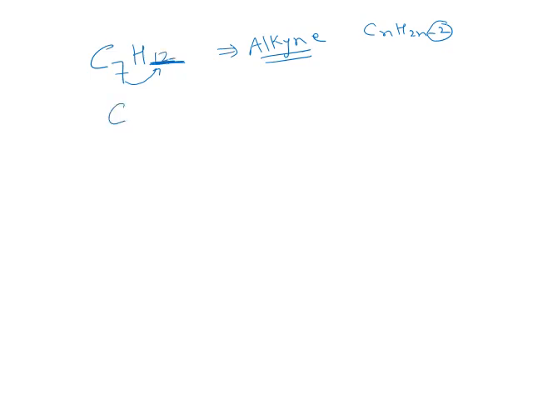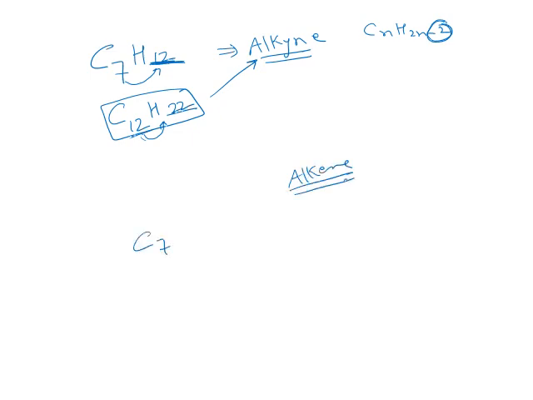If you have 12 carbon, how many hydrogen do you need to make it an alkyne? Again, double the number of carbon and subtract 2 from it. 12 times 2, 24, subtract 2, 22. The same thing applies for alkene. If I have 7 carbon, how many hydrogen do we need to make this molecular formula an alkene? The formula is CnH2n, so you just double it, 14.